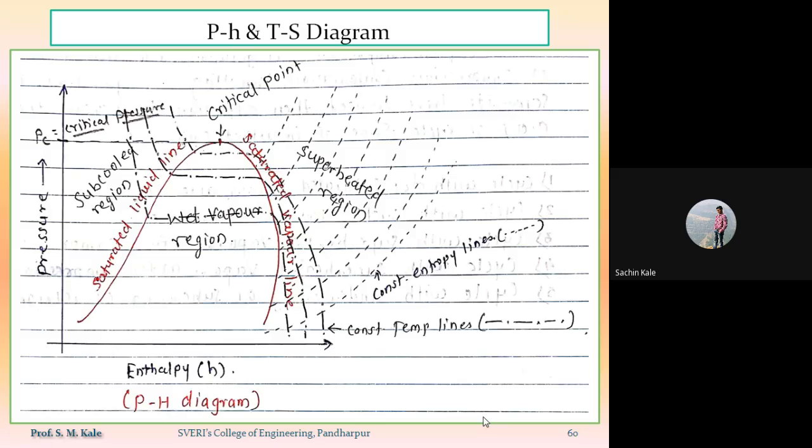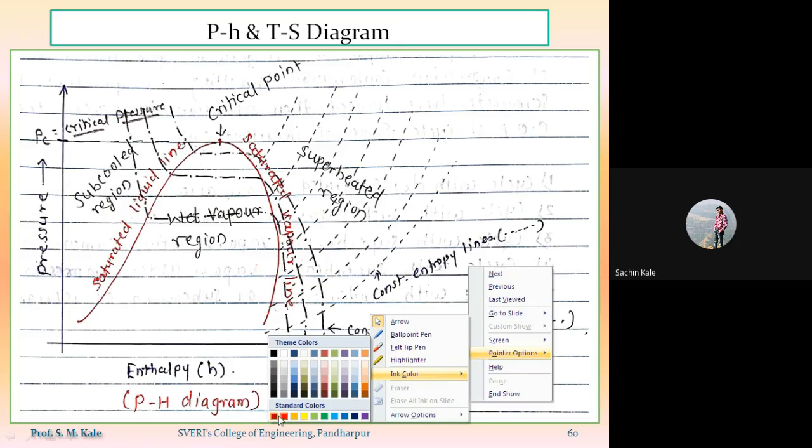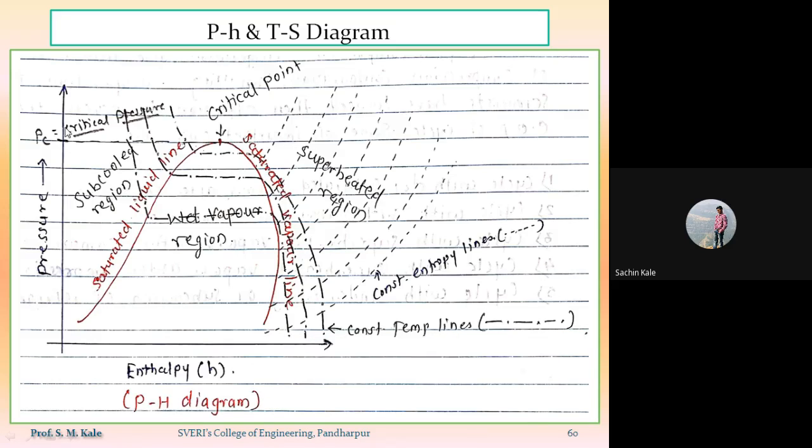So in the p-h and T-s diagram, we have seen the nature of the diagram. Here, this is the p-h diagram. I will explain that p-h diagram once again within 2 minutes. As we mentioned, the x-axis indicates pressure and the y-axis indicates enthalpy. Here there will be 2 lines. First one is called a saturated liquid line, and second one is called a saturated vapor line.